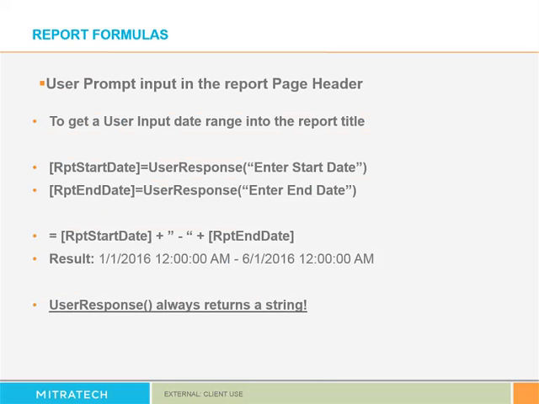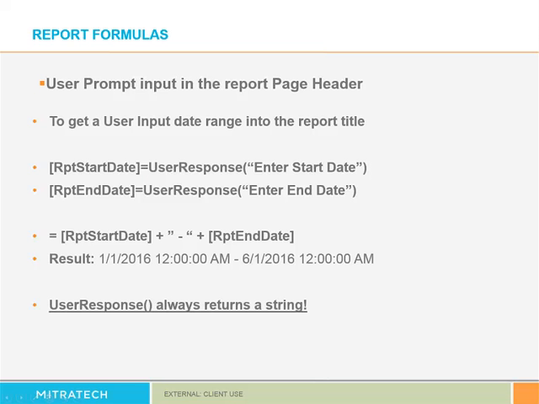Another common need that is solved with report formulas is putting user prompt information onto the page header or footer of a report. An example of that being the enter start date, enter end date input parameters that are very common with reports. The way we would do that is with the user response function. First, we would create a pair of variables. In this case, I've named them report start date and report end date. They both use the user response function, and then inside double quotes, they reference the prompt text, which is whatever text the user sees when they run the report.